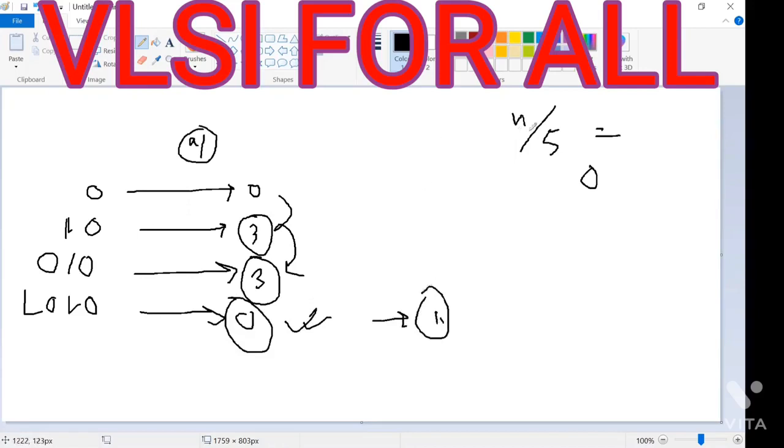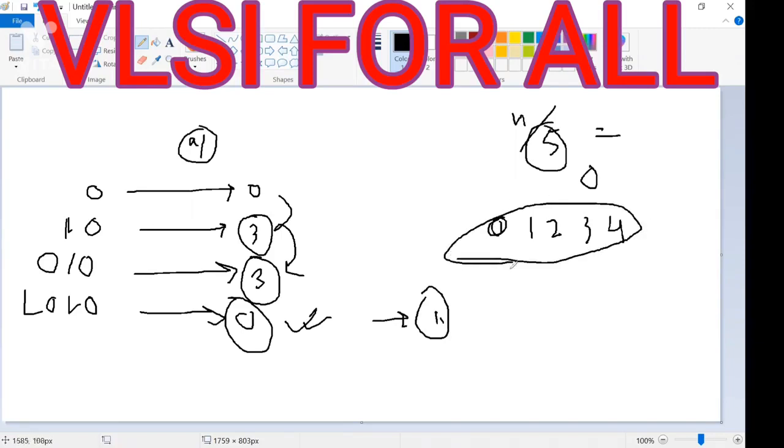So now since the divisibility factor is 5, you can have the possibility of 5 cases: 0, 1, 2, 3, and 4. You can have 5 remainders. If you divide any number, any binary number or decimal number, you can have only these 5 cases. So let's start assuming that we need 5 states in this question.